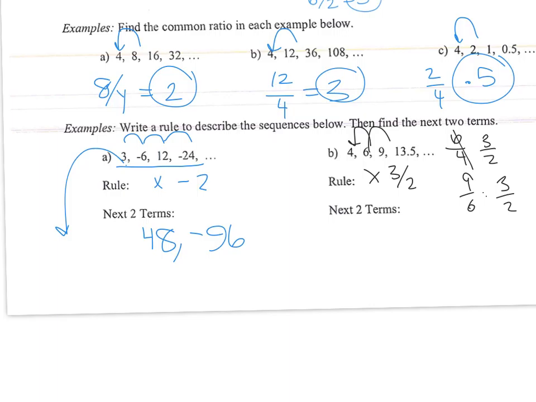So to get the next two terms, I'm going to multiply 13.5 times 3 halves. So 13.5 times 3 halves is 20.25. And 20.25 times 3 halves is 30.375.